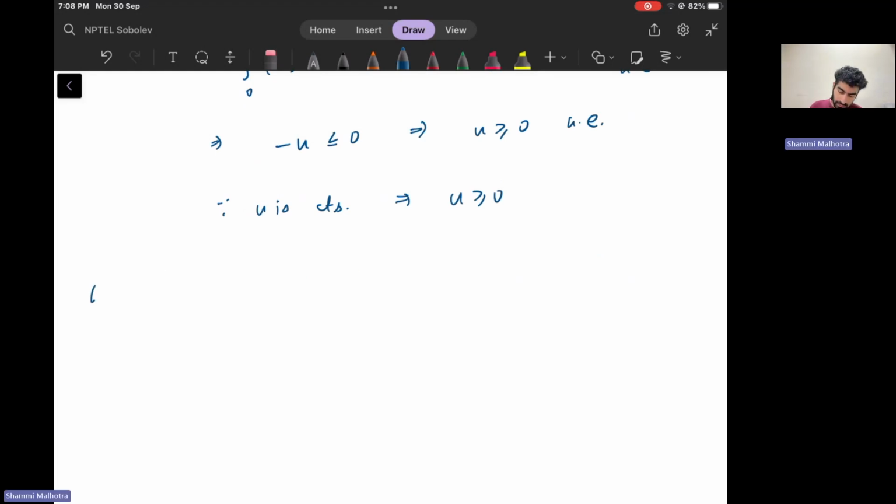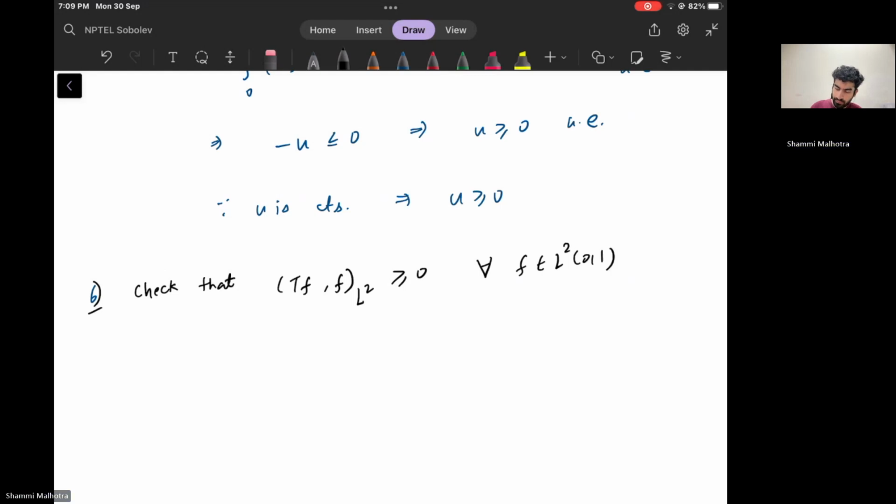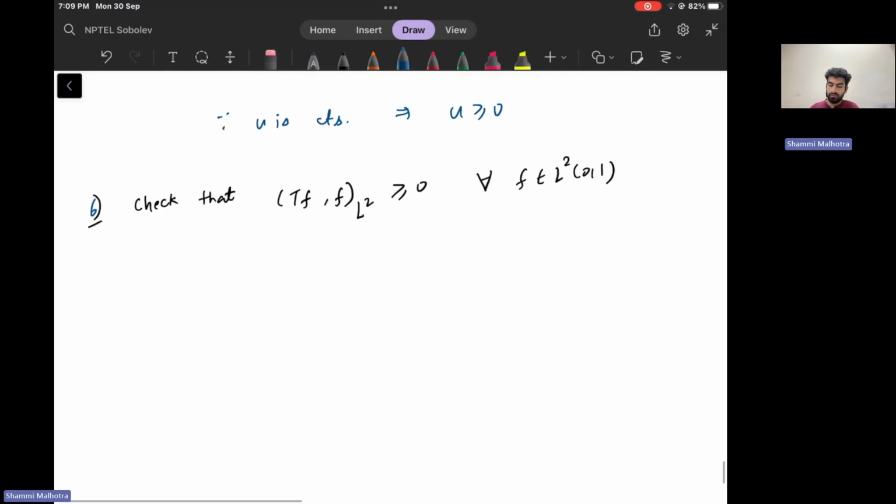So next, part 6. Check that (Tf, f) in L2 is always non-negative for all f in L2 of (0, 1). So clearly this is actually a direct consequence of part 5.